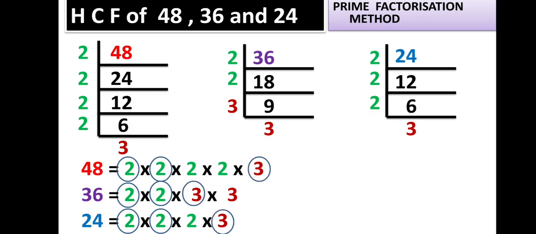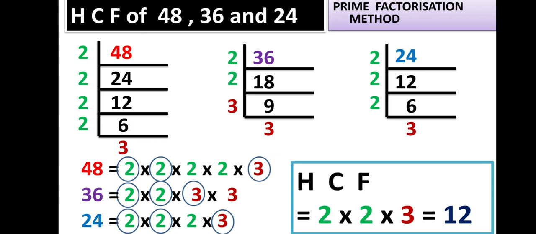Whenever you are taking common factors, from each set only one can be taken. Like in the first one I have taken one 3, in the second set I have taken another 3, and in the third another one. Although 36 has two 3s, we can take only one. So from each set one number will be taken. So the HCF becomes 2 into 2 into 3, and we get 12. So the HCF of 48, 36 and 24 is 12.